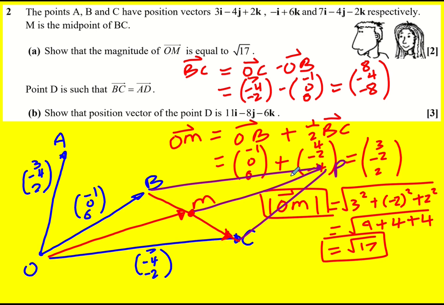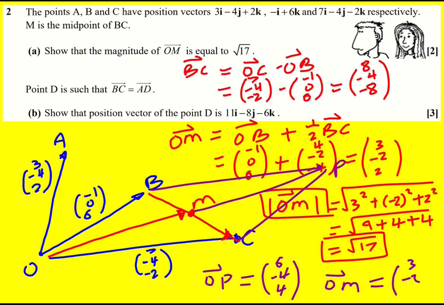And if I wanted to work out what OP was, then I would add them. So it would be 7 -4 -2 plus -1, 0, 6. I'm just going to do that quickly. I would get 6, -4 and 4. Now here's the thing, because M is the midpoint between B and C, it's actually the midpoint of my parallelogram, which I'm going to go through when I get from O to P, and I can more quickly get OM, basically. OM is just going to be half of OP, which would give me 3 -2, 2.